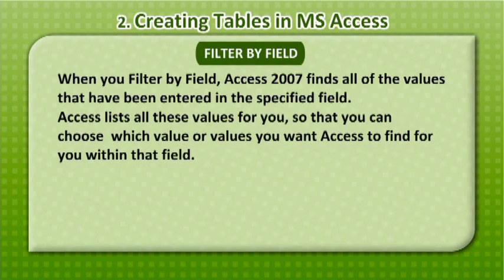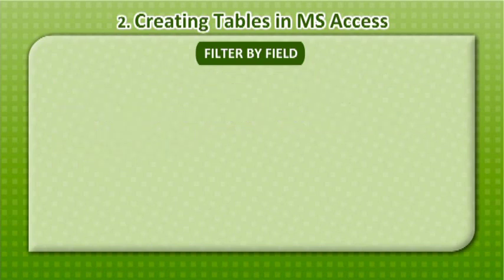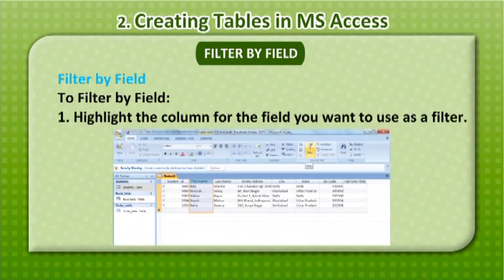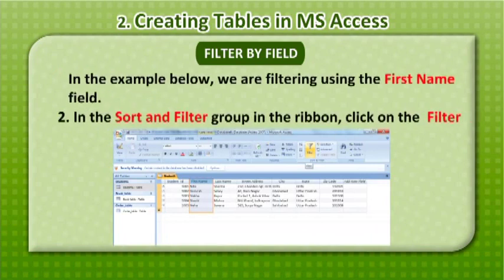Filter by field. When you filter by field, Access 2007 finds all of the values that have been entered in the specified field. Access lists all these values for you so that you can choose which value or values you want Access to find for you within that field. Filter by field. To filter by field, 1. Highlight the column for the field you want to use as a filter. In the example below, we are filtering using the first name field.